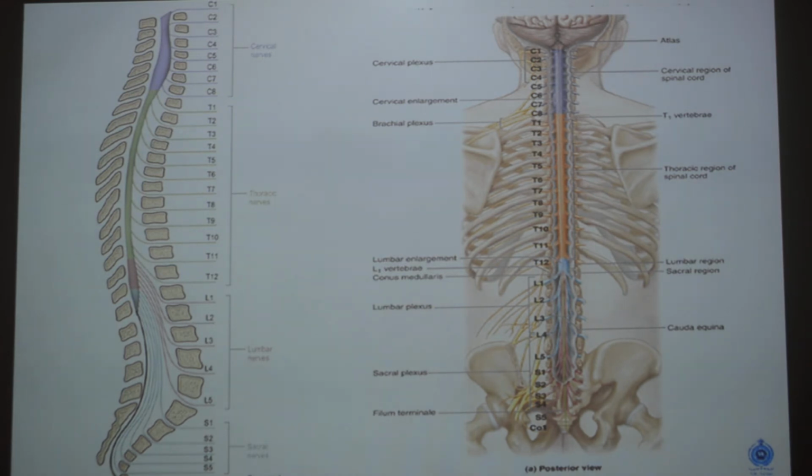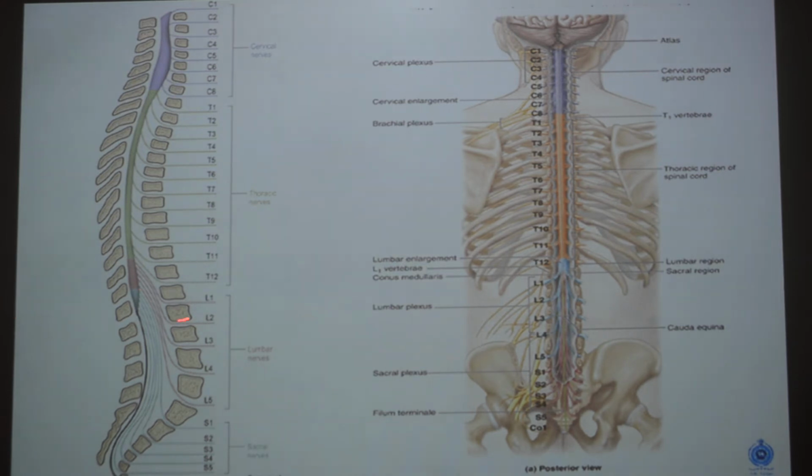Cauda means tail, and equina means horse tail-like structure. Because the spinal nerves have to go all the way down and then exit out at their corresponding vertebral level, they are going to form a horse tail type of structure, which is called cauda equina. The other important thing which you are seeing is that as the spinal cord reaches the L1, L2 vertebral level, it is going to form a cone-shaped structure, and this cone-shaped structure is called conus medullaris.